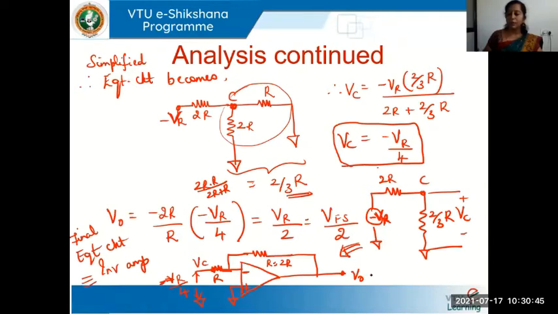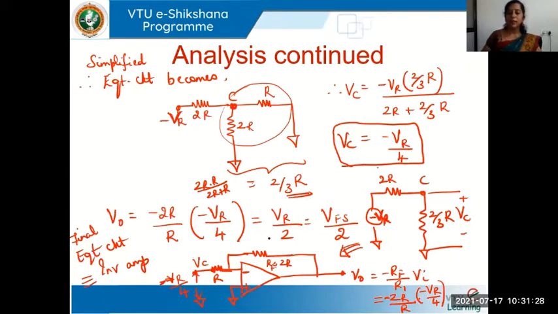What would be the output of the inverting amplifier? Minus RF by R1 into VI, right? So what is the RF value here? RF value is 2R, so I have minus 2R. What is the R1 value? R1 value is R, into the value of the input voltage. The input voltage is minus VR by 4. We have got that VC. VC is the input voltage at this point, whose value was found as minus VR by 4.